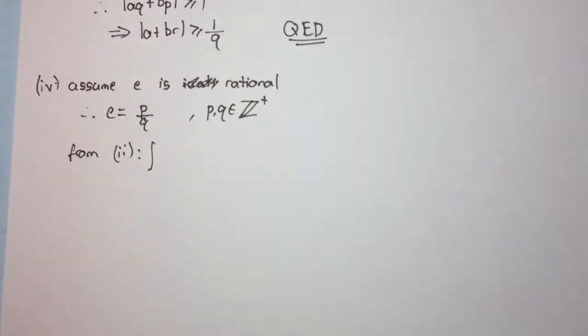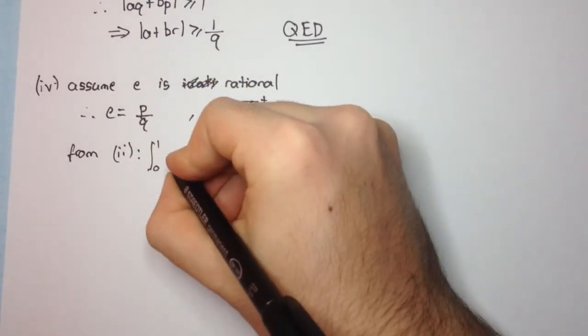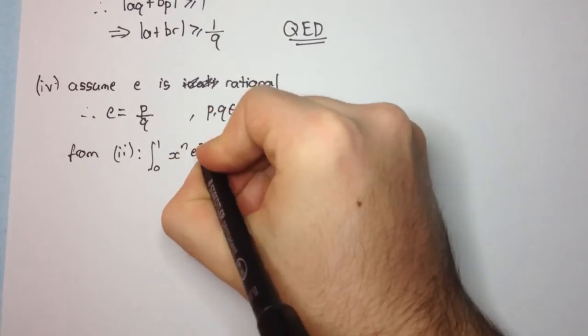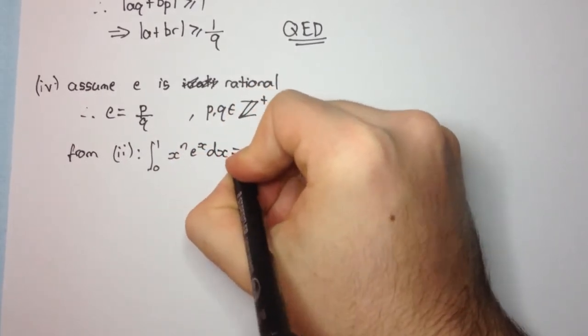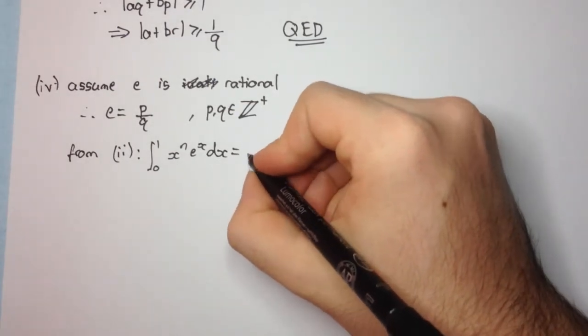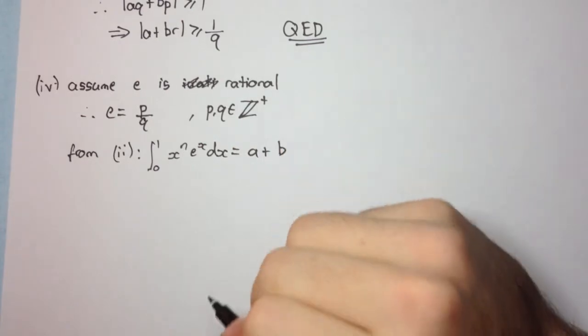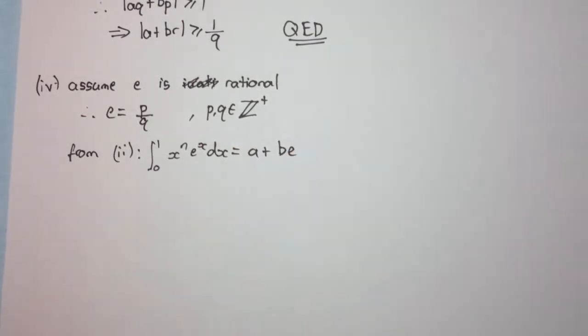We have the integral from 0 to 1 of x to the n times e to the x dx, and that's equal to a sub n, but that's really just some integer. So we can say a plus b times e, because b is just some integer. Okay, so this is what we have.